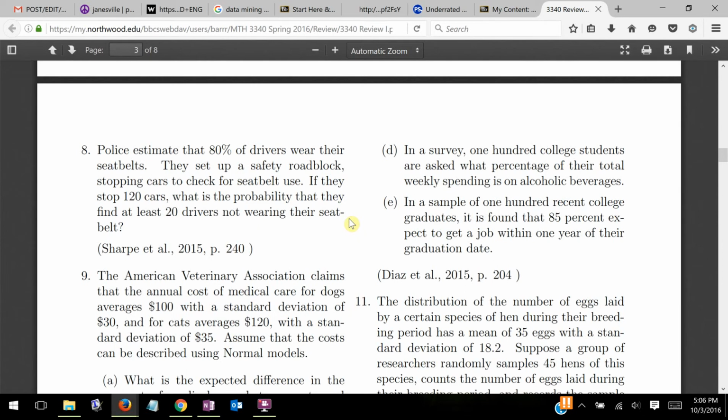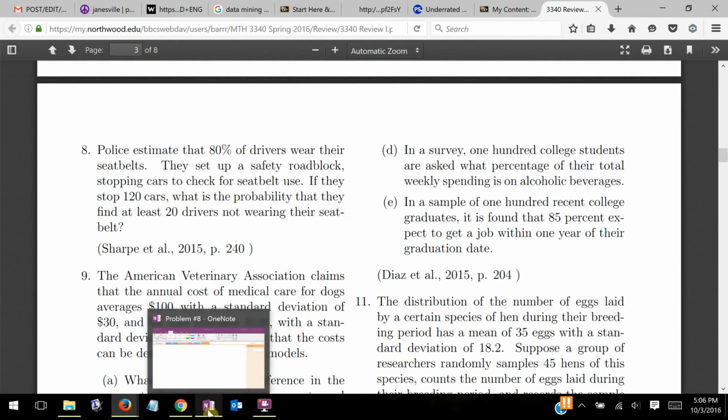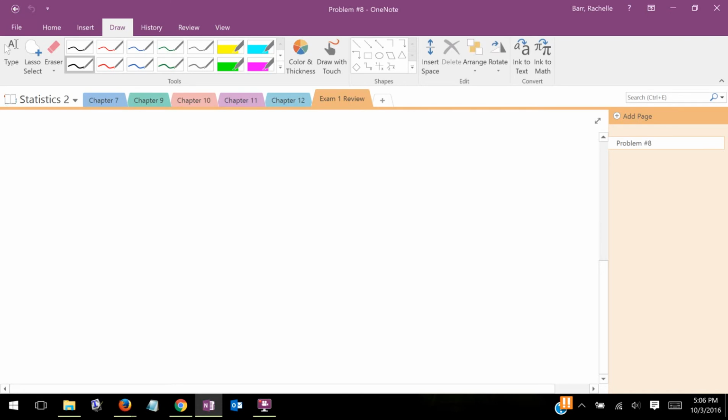We are going to be looking at reviewing for our first exam today, and we're going to start by covering problem number 8 in our review. This is a little bit of a difficult problem for a couple different reasons. The police estimate that 80% of drivers wear their seatbelt, and they do a safety roadblock and stop and check 120 cars for seatbelt use. They want to know the probability they find at least 20 drivers not wearing their seatbelt. I'm going to pull up the notebook so we can get started.